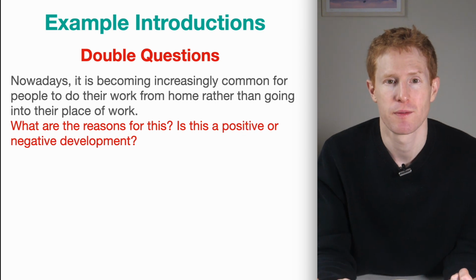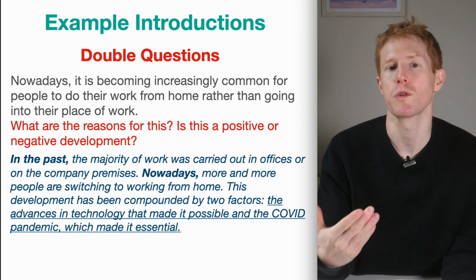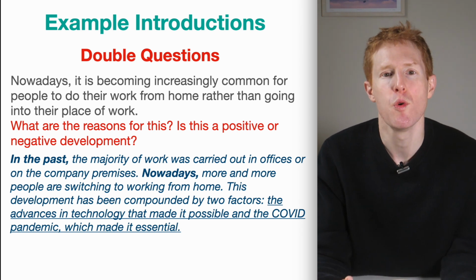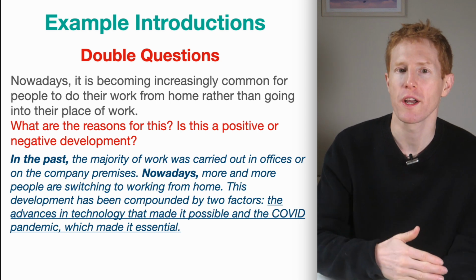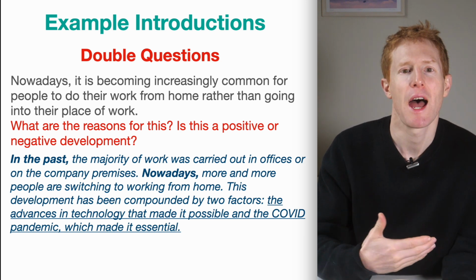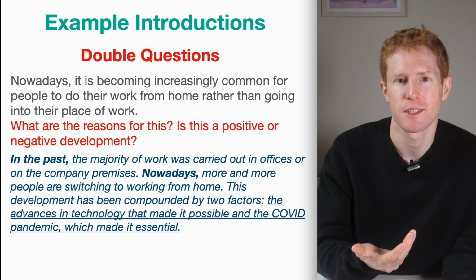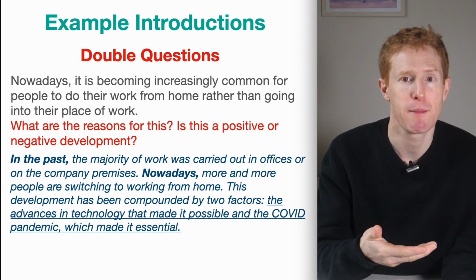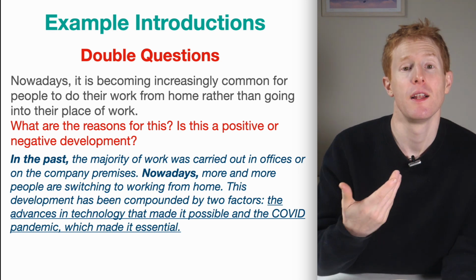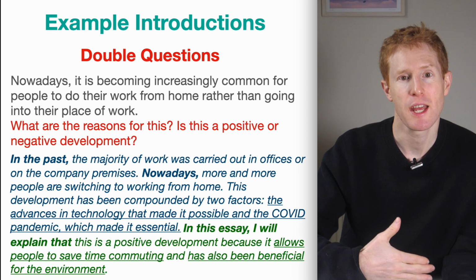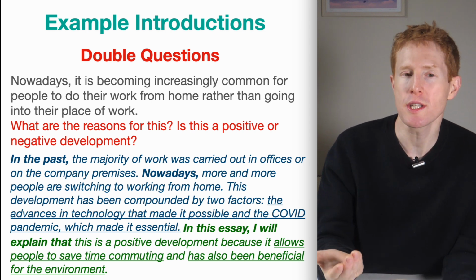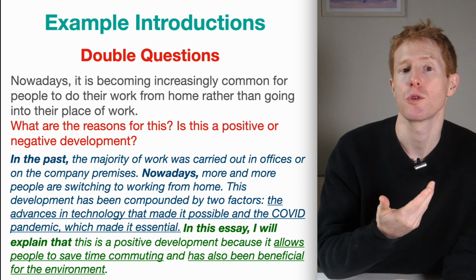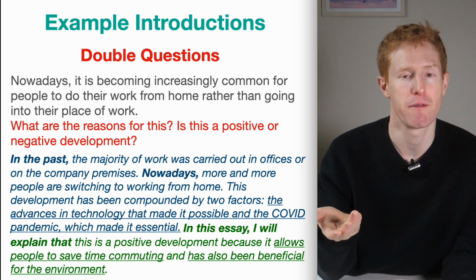Here's our introduction. In the past, the majority of work was carried out in offices or on the company premises. Nowadays, more and more people are switching to working from home. This development has been compounded by two factors: the advance in technology that made it possible, and the COVID pandemic, which made it essential. Let's respond to the question. In this essay, I will explain that this is a positive development because it allows people to save time commuting and has also been beneficial for the environment.